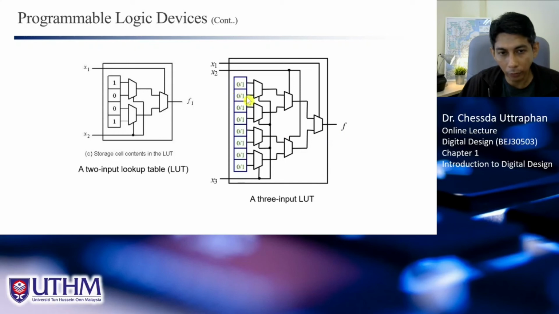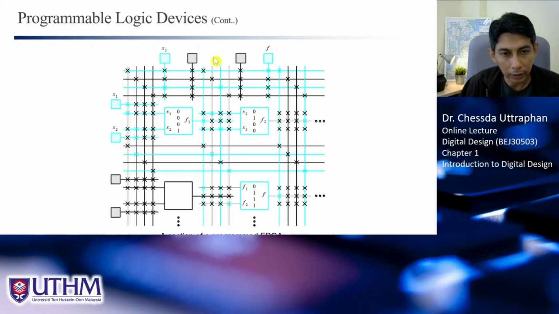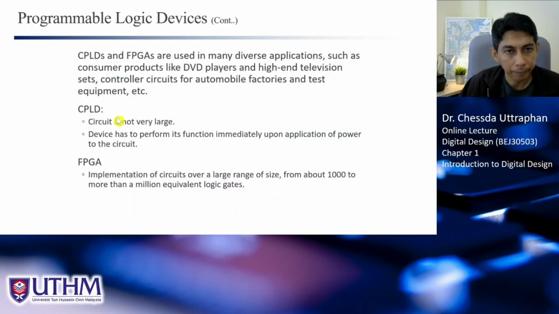So with 3 inputs, of course, you need to have 8 possible outputs. If you have 2, you have 4 possible outputs. This is normal. If you have 4, you need 2 to the power of 4, so you have 16 outputs. If you have 5, you have 32, and so on. So this is an example of what is inside an FPGA. This is one LUT, and actually you have many.